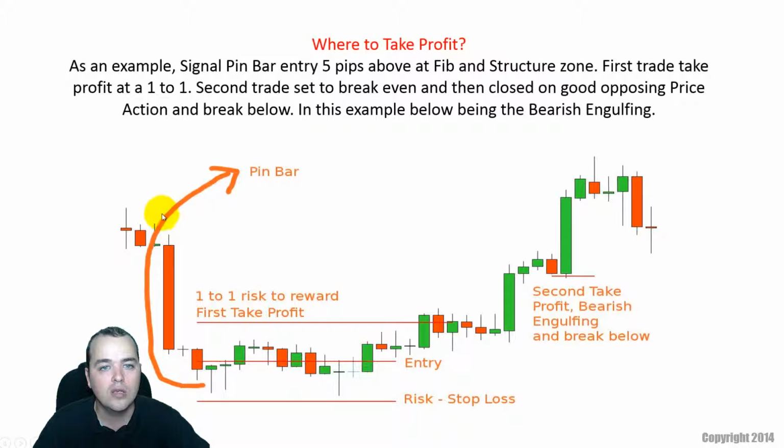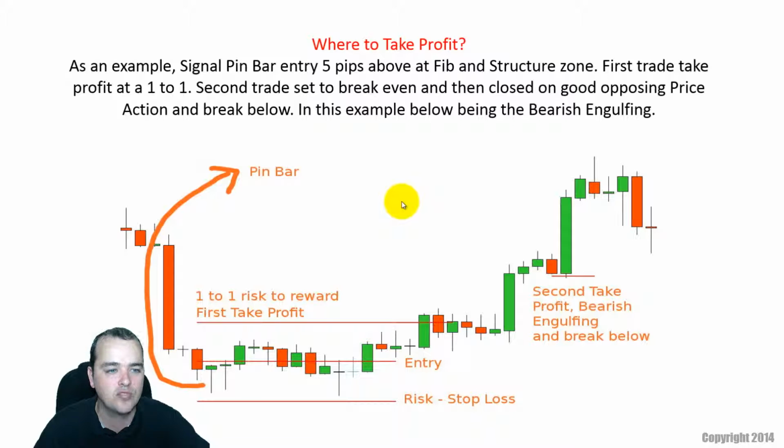Okay. Where to take profit. So let's look at an example. As an example, signal pin bar entry, 5 pips above at the fib and structure zone. Right? And it's good. 5 pips is a bit of an even handle, a bit of an easy number to work with. Just place an order 5 pips above once you get the price action. You always want to see the market go higher than the candlestick that your signal came from.